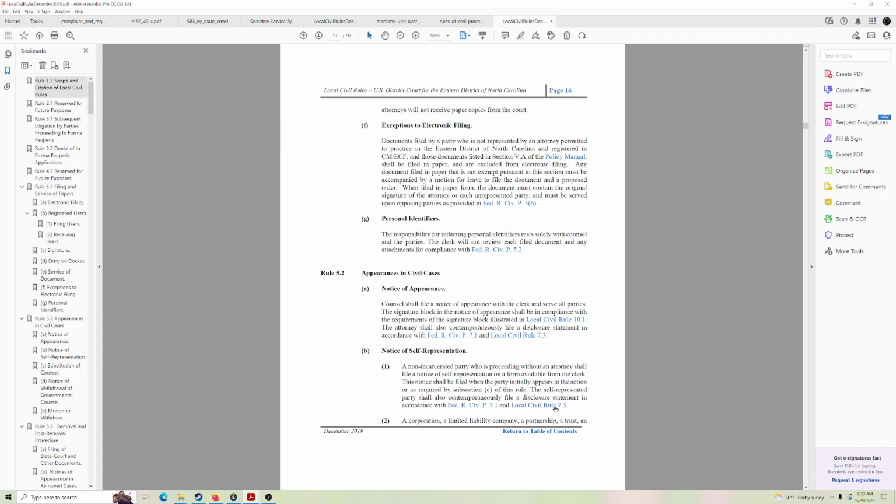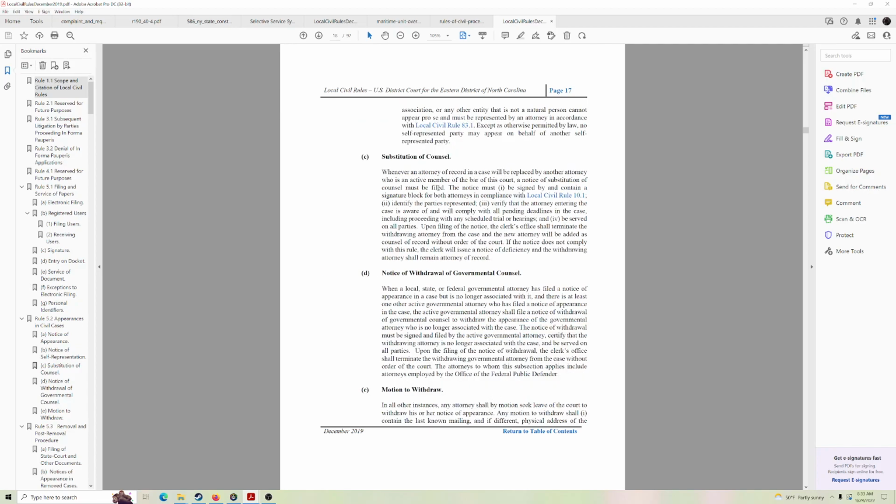A corporation, a limited liability company, a partnership, a trust, an association, or any other entity that is not a natural person cannot appear pro se. It must be represented by an attorney in accordance with Local Civil Rule 83.1. Except as otherwise permitted by law, no self-represented party may appear on behalf of another self-represented party.